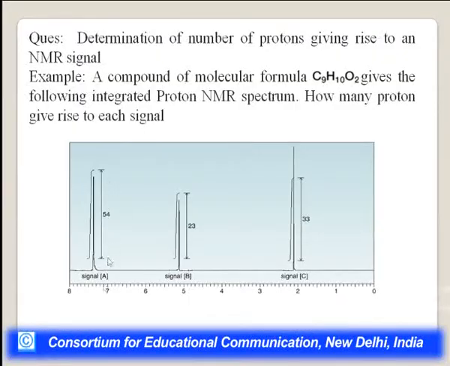Let's take an example. How can we calculate the number of protons from the integrated area of a signal? See this spectrum. Here you can see three signals, signal A, B and C. Moreover, you can see the integrated area, which is calculated by the spectrometer. This is 54, 23, 33 for each signal. This is the question: determine the number of protons giving rise to an NMR signal. A molecular formula C9H10O2 gives the following integrated proton NMR. So how can we calculate the number of protons for each signal?